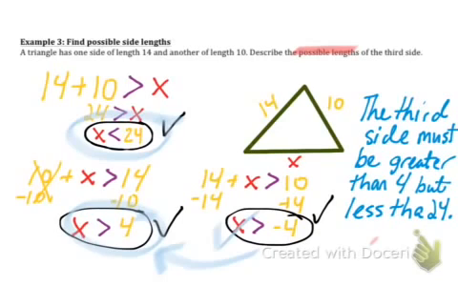We can have 5, we can have 20, we can have 22, we can have 15. As long as that third side's value is between 4 and 24, the triangle should work.